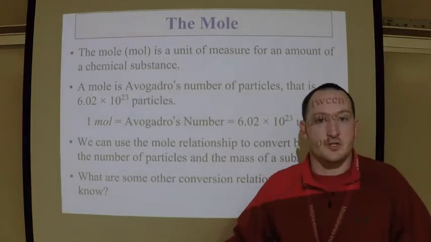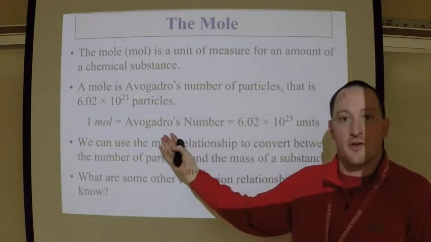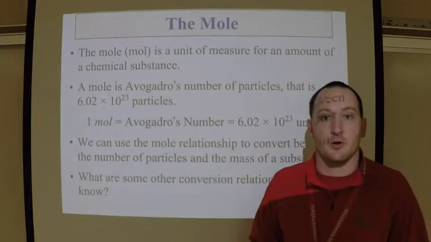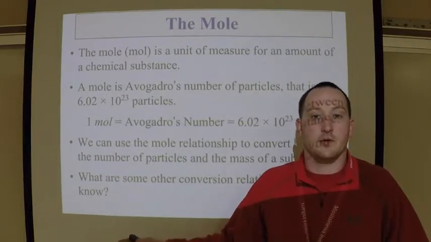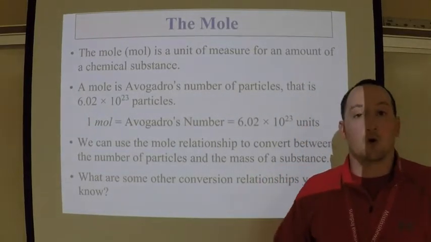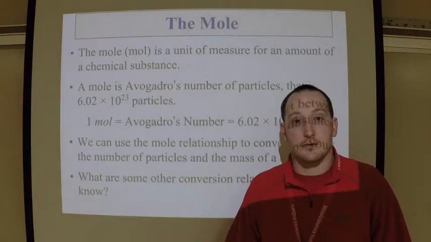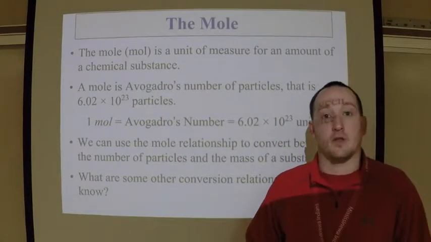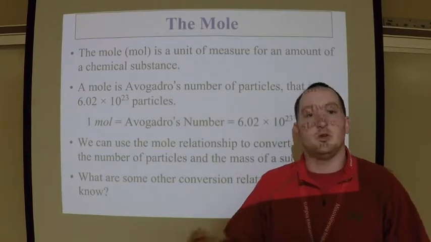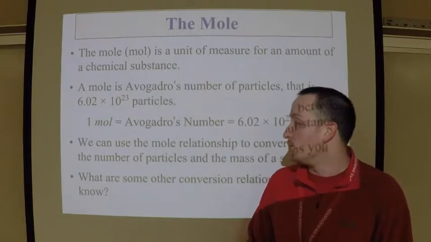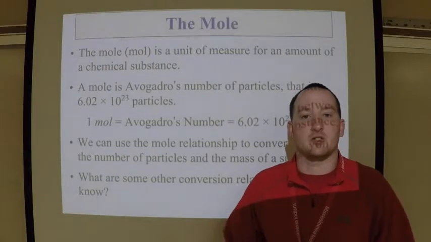So what are some other conversions that you might know? Here's one that you may be unfamiliar with. 1 mole is equal to Avogadro's number, which is 6.02 times 10 to the 23rd. Some other conversions you might be familiar with are, well, 1 dozen is 12, right? That's a conversion. A gross is 144. A baker's dozen is 13. These are all conversions that you know of, like how many inches are in a foot? Well, 1 foot is 12 inches. These are all conversions. We've used conversions for a long time. You've used them for a long time. We're just going to do it in something called dimensional analysis.